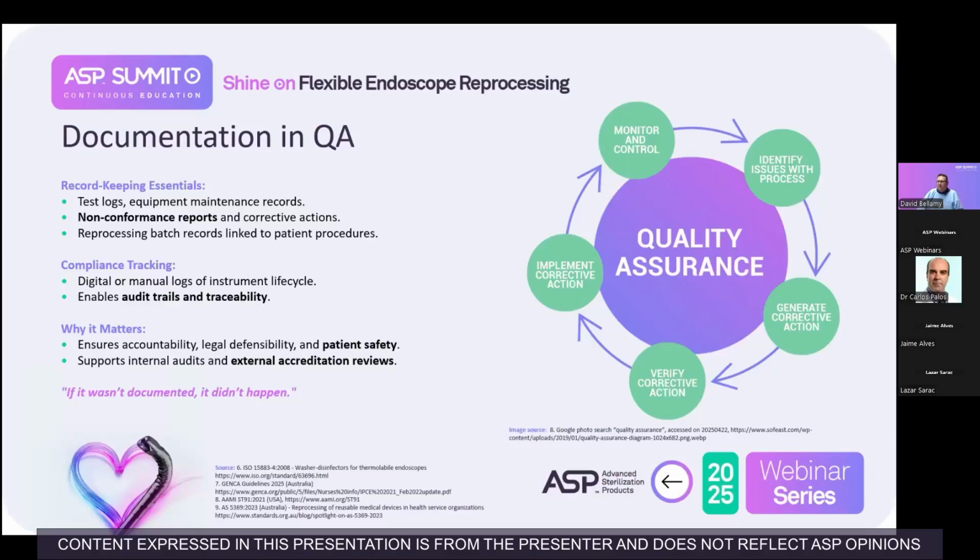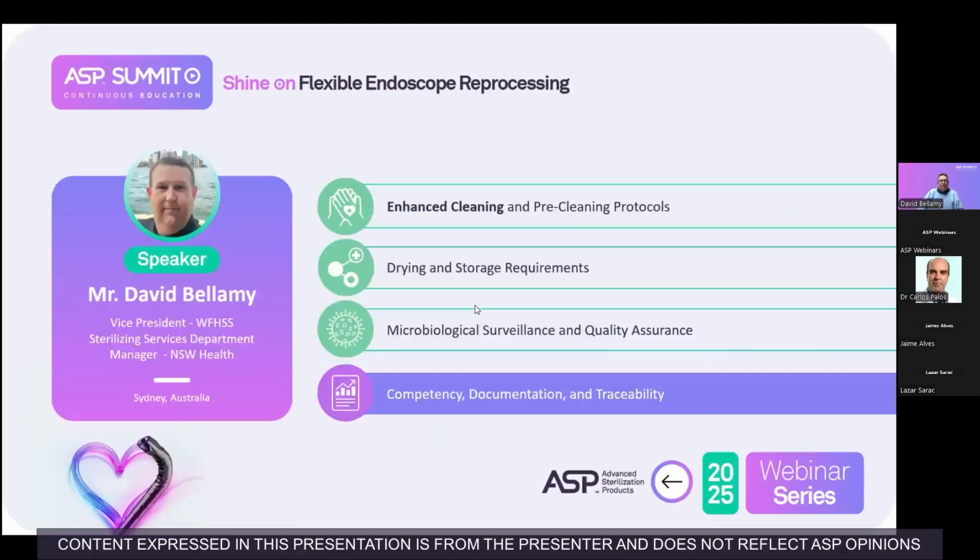So the phrase captures the mindset that's required for efficient quality assurance in the high-risk world of endoscopy reprocessing. Documentation is not optional. It's a safety critical system, and it should be embedded in your practice, as well as international best practice.